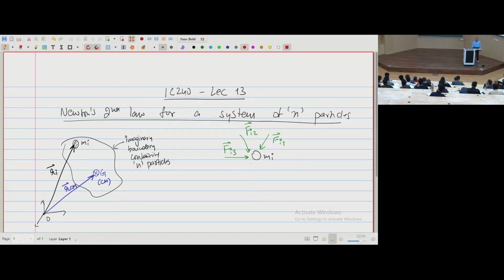Then we can have internal forces acting on this particle by the other particles in the same system, which we'll denote by small f. The first subscript denotes the particle on which the force is acting, and the second subscript denotes the particle which applies this force, because it's an internal force. And so on. We can have many other forces depending on the situation.